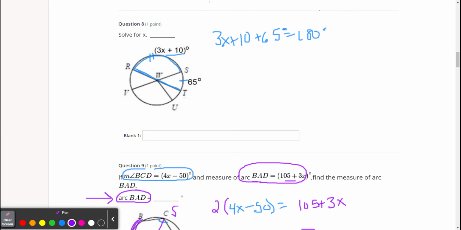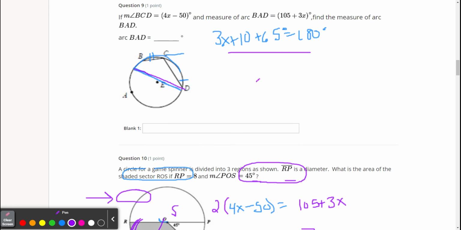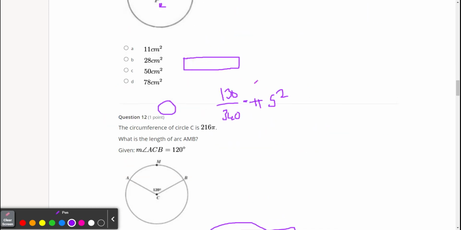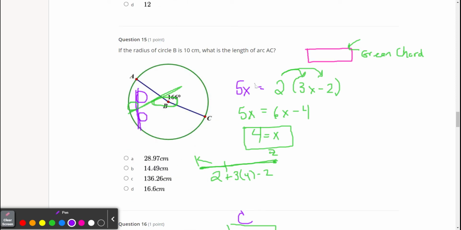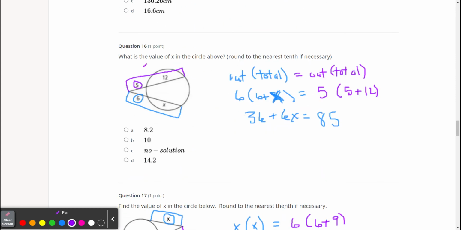Gianluca, number 8, you want to set these equal to 180. So because RT is a semicircle, you want to add those up and set them equal to 180. And then Elijah, number 16. The outside times the total equals the outside times the total.